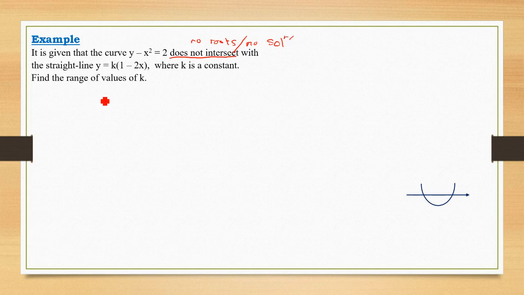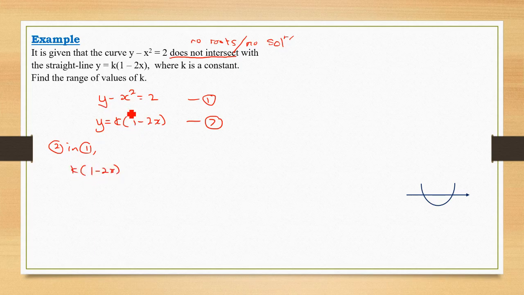So let's do this. y minus x squared equals 2. This is equation 1. y equals k(1) minus 2x. This is equation 2. Okay, so substitute 2 into 1. What we have is k minus 2x minus x squared equals 2. When we are solving, we like to arrange from the highest order to the lowest and make sure your right hand side is 0.